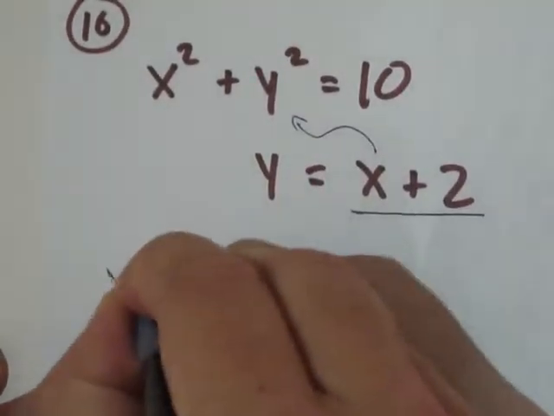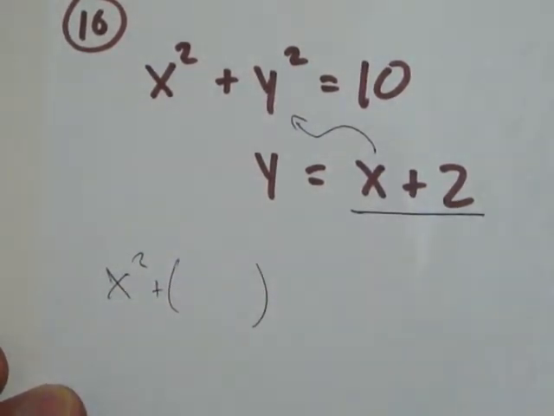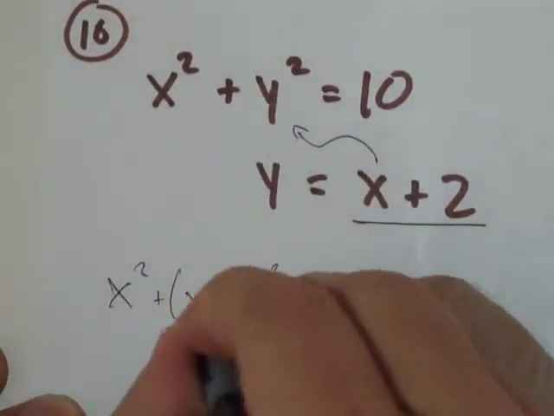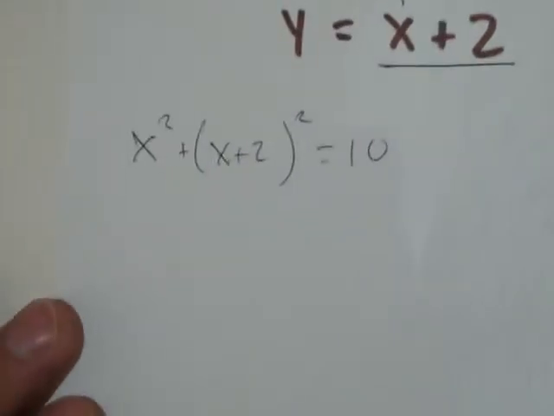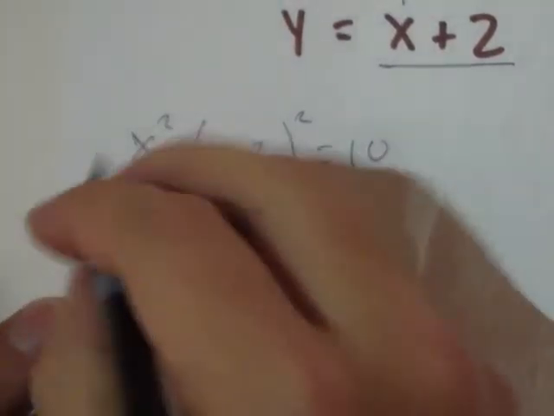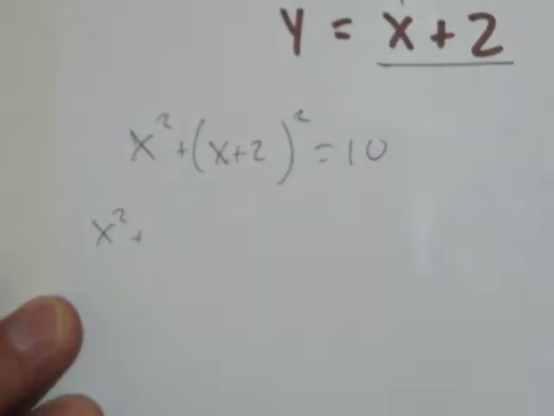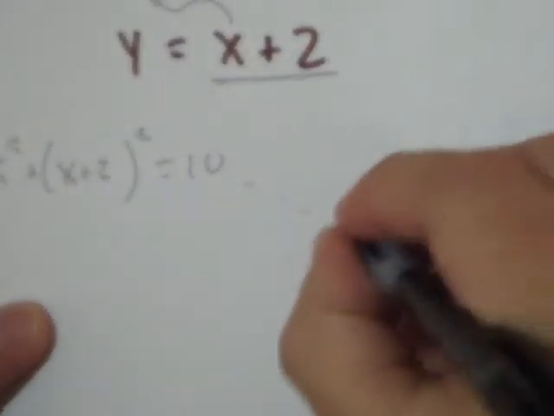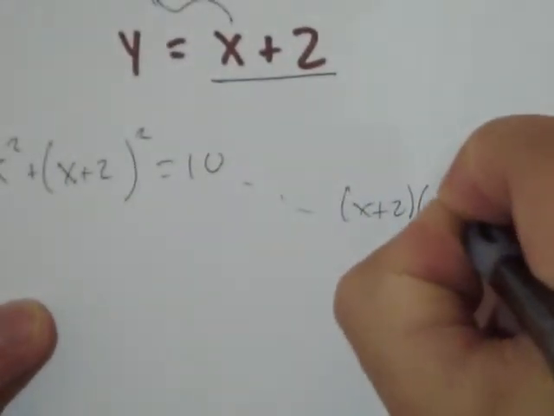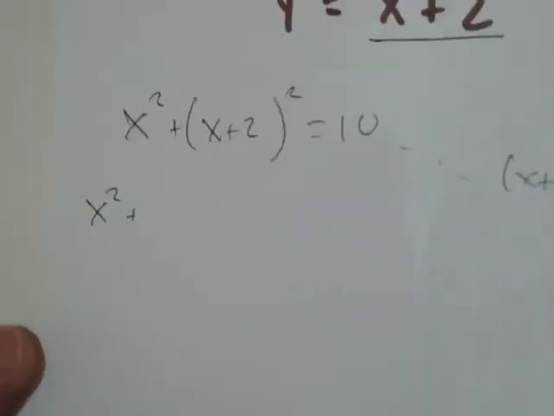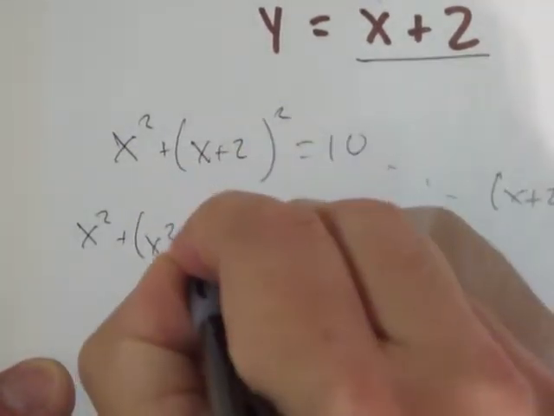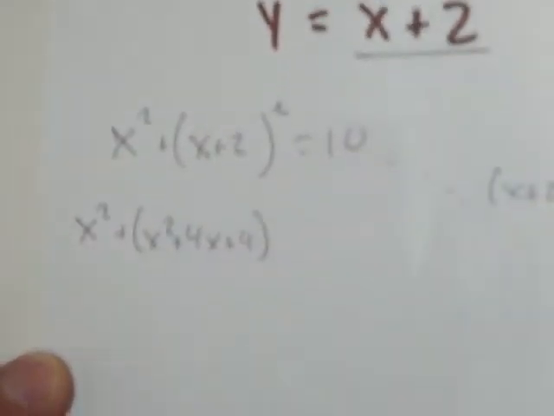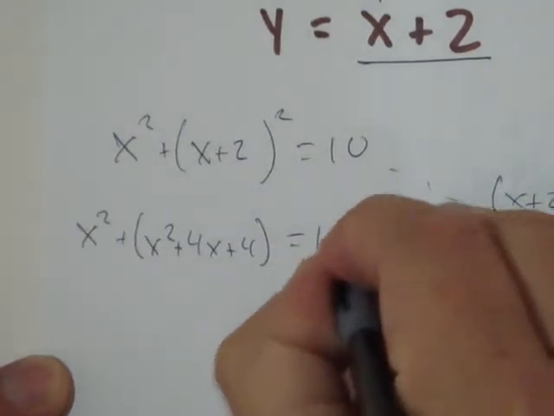So we get x squared plus y squared, whatever y is. And y is x plus 2, equals 10. So now we have to do this thing again, this x plus 2 squared. So this is x squared plus x plus 2 squared. Remember, we have to go off to the side and do x plus 2 times x plus 2. I'm going to do the shortcut and go straight to the answer, and it ends up becoming x squared plus 4x plus 4. You can check me if you want.